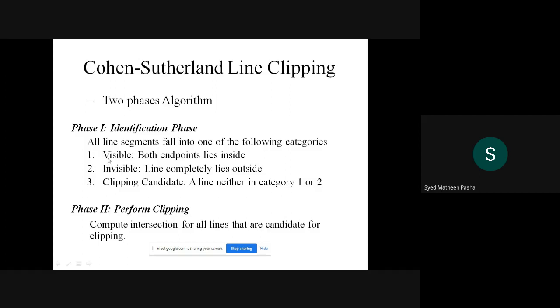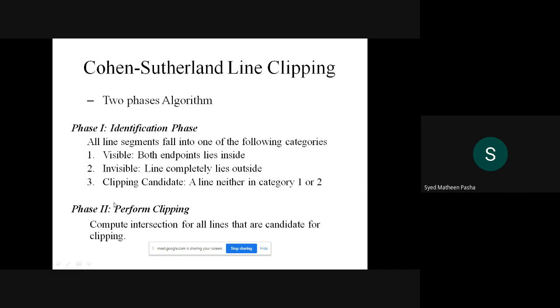What happens in the first category, the visible case, is that both endpoints lie inside the window. In the invisible case, the line completely lies outside the window. In the identification phase, you need to check these two conditions, whether the line is visible or invisible. If it is neither, then the third case is the clipping candidate, where the line lies partly in the visible and partly in the invisible region. You need to remember these three conditions in the identification phase. So this is the first phase of your algorithm, the identification phase.